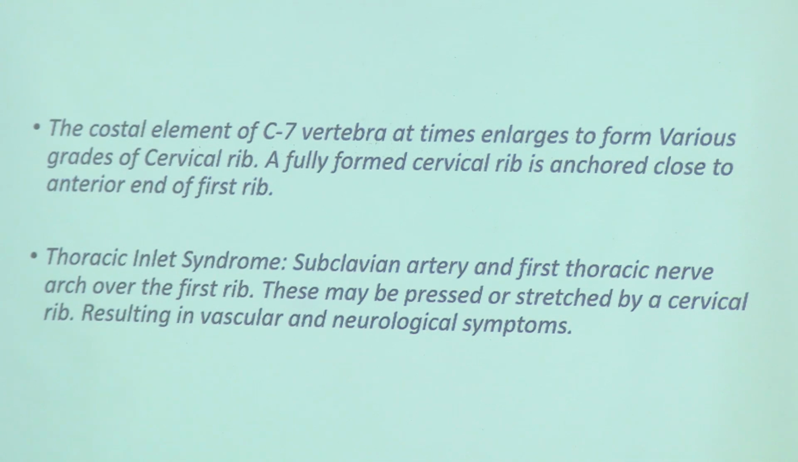Thoracic inlet syndrome I have already explained. What is the thoracic inlet syndrome? Again, subclavian artery and first thoracic nerve arch over the first rib. This may be pressed or stretched due to cervical rib only, resulting in vascular and neurological symptoms, also known as thoracic inlet syndrome. What are the neurological symptoms? Loss of sensation or tingling sensation. Usually पहले tingling होता है. कभी भी if you touch a nerve, सबसे पहले tingling जैसा होता है sensation.